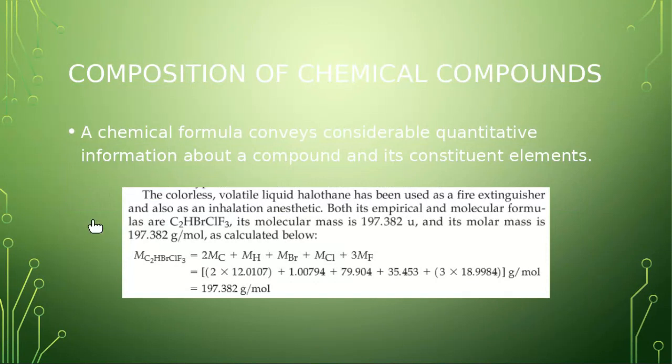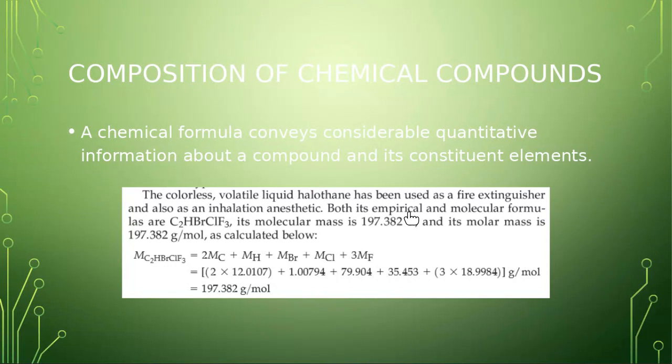Okay. Composition of chemical compounds. The molecular formula tells us that per mole of halothane, for example, there are 2 moles of carbon atoms and 1 mole each of hydrogen, bromine, and chlorine atoms, and 3 moles of fluorine atoms. This factual statement can be turned into conversion factors, and generally we will do that.